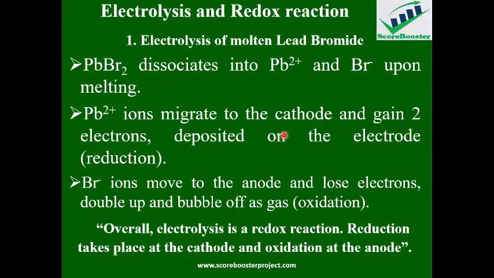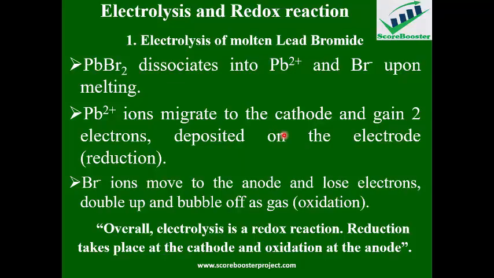Number one, electrolysis of molten lead bromide. Molten lead bromide means there's no water inside. We just use electricity to decompose lead bromide into lead ions and bromide ions. So after the melting, we have the lead and the bromine. The lead goes to the cathode, bromine goes to the anode. If lead goes to the cathode, what is the cathode? Cathode is a negative electrode.